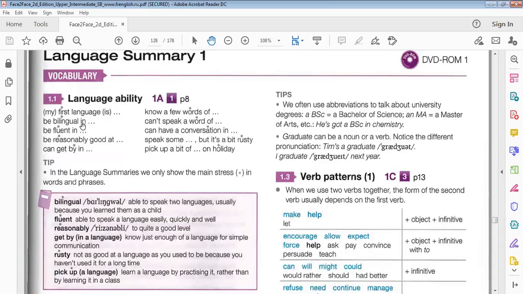Bilingual in, which is correct. Fluent in was also correct. Reasonably good at was correct. Can get by in was correct. I know a few words of, correct. I can't speak a word of was also correct. So number 8 was incorrect. Only this one. I confused, yeah. So speak some, but it's a bit rusty. Pick up a bit of Spanish, whatever, on holiday.